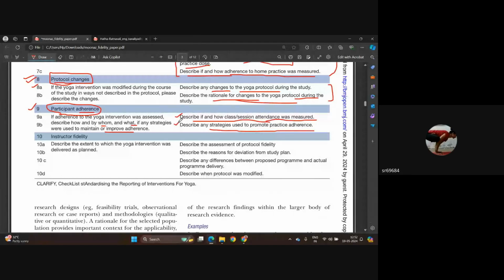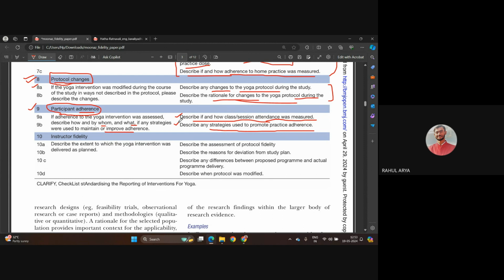सर मेरा एक डाउट है इसमें। इसमें लिखा है डिस्क्राइब इफ एंड हाउ क्लास सेशन अटेंडेंस वाज मेजर्ड। तो सर इसमें क्या हम डायरी को इंक्लूड कर सकते हैं कि थ्रू डायरी वी हैव टेकन देयर अटेंडेंस बाय देयर सेल्फ रिपोर्टिंग ऑफ अटेंडेंस? That happens only in home practice. If class is offline, then the teacher will take the attendance, or the class monitor will take. So who measured that, you have to mention.